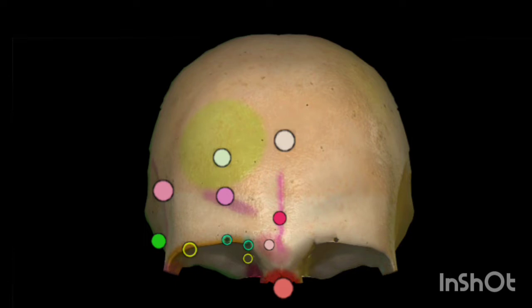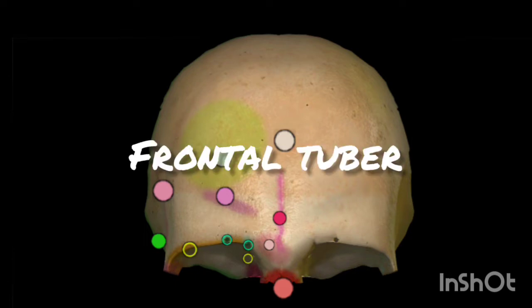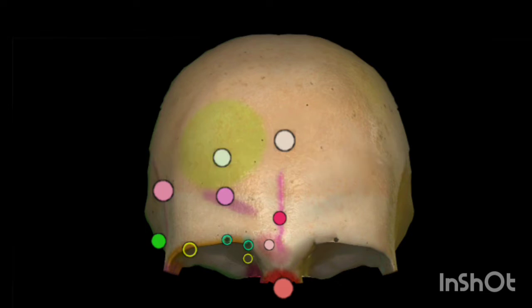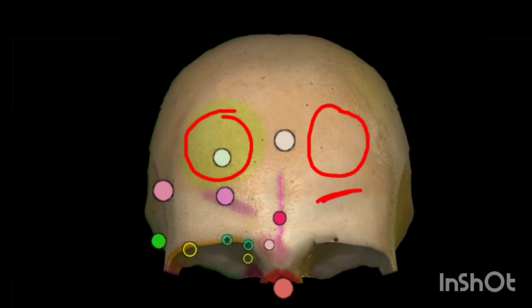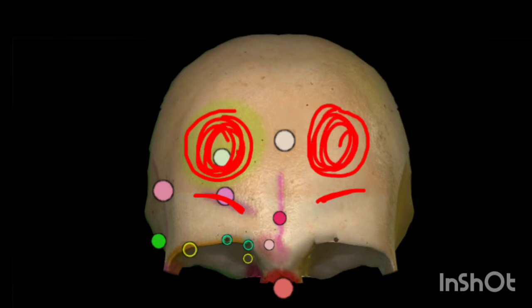So let's begin. The first thing that I'll be discussing is the frontal tuber. Just a minute, let me label it for you guys. So, okay, I'm talking about the frontal tuber. It is this green part, okay? And this is basically the rounded elevations of the frontal bone. They're just above the superciliary arches. So these are the superciliary arches over here. And these are the rounded protuberances or prominences that are present on the frontal bone just above the superciliary arches.